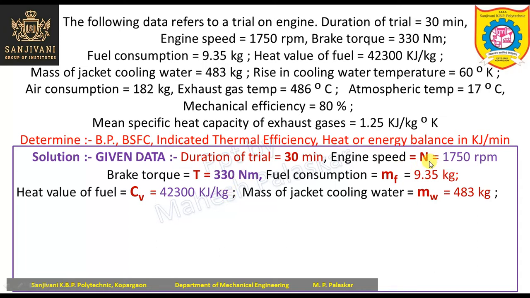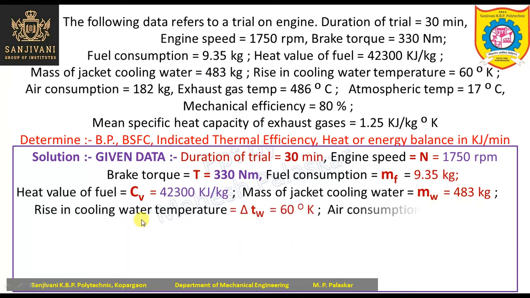For engine speed, the notation we have taken is capital N. For brake torque we take the notation capital T. Then the fuel consumption is denoted by MF, 9.35 kg. The calorific value of fuel is denoted as CV and that is given as 42300 kilojoule per kg. Mass of the jacket cooling water is denoted by MW, that is also given as 483 kg.